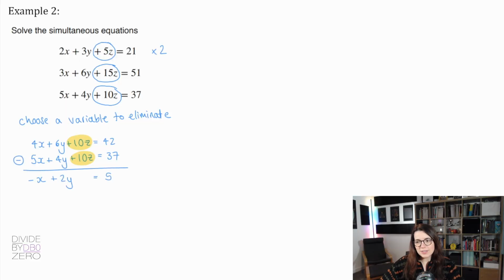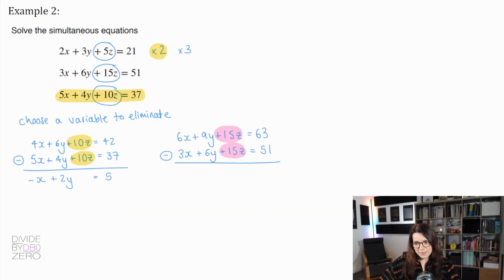So those two equations came from timesing the top one by 2 and then just taking the bottom one as it came. Next, we can times the top equation by 3 to get 6x plus 9y plus 15z equals 63. Then copy down the second equation underneath it, so 3x plus 6y plus 15z equals 51. Again, now the z's match, so we can eliminate them by subtracting. 3x plus 3y equals 12.